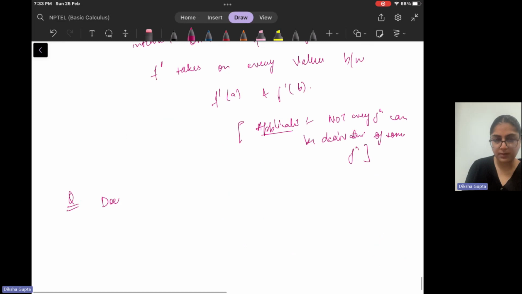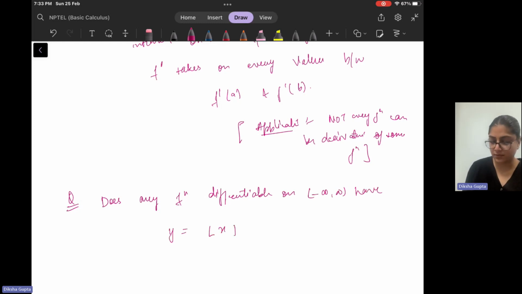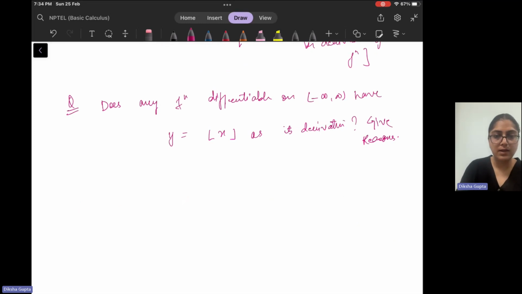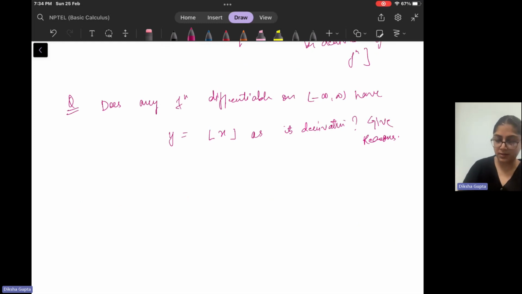Based on this, I have one question for you. The question is, does any function differentiable on minus infinity to infinity have y equals the floor function, y equals floor of x, as its derivative? Give reasons. That is, can there be a differentiable function on minus infinity to infinity whose derivative is y equals floor of x or not? So the answer is no, clearly. Why? Using the intermediate value property.